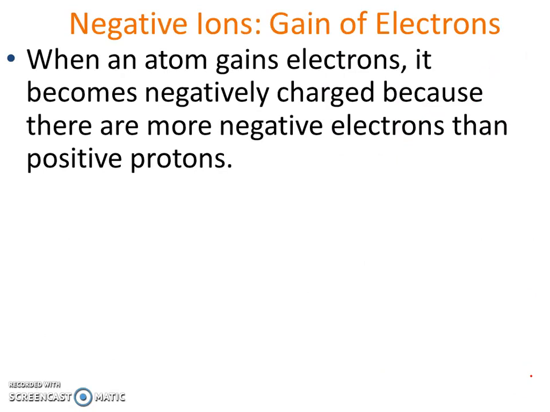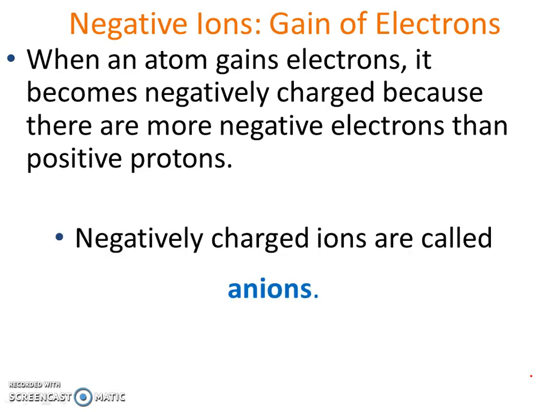Negative ions form the opposite way. If an atom gains electrons, so taking in more negatives, it will become negatively charged because there are now more negative electrons than there were positive protons to begin with. These negatively charged ions are called anions. Again, the word ion is still in there. If you remember from stems, the prefix an means not. So not is negative.